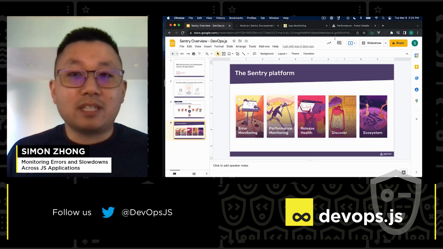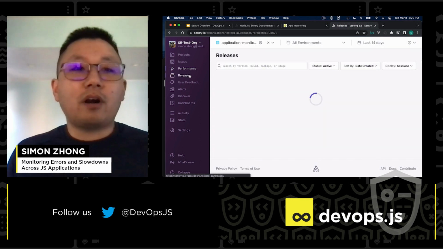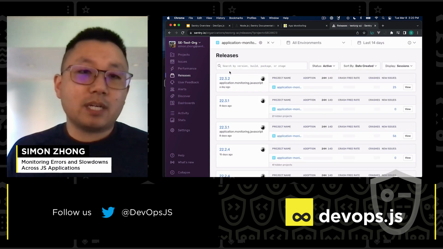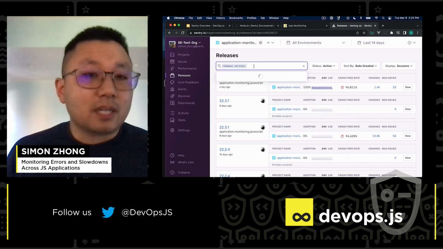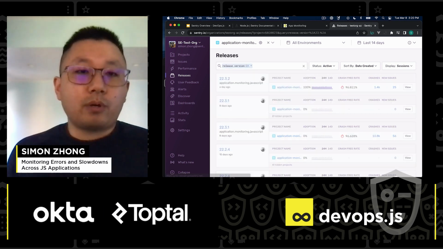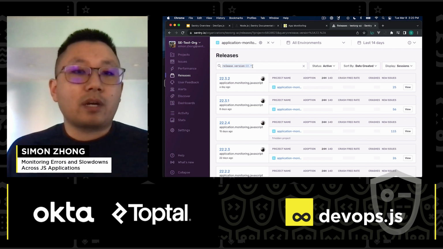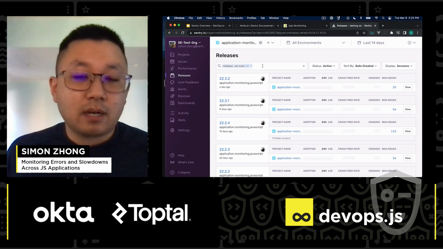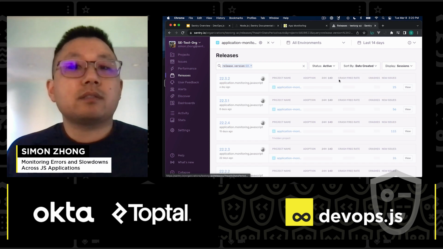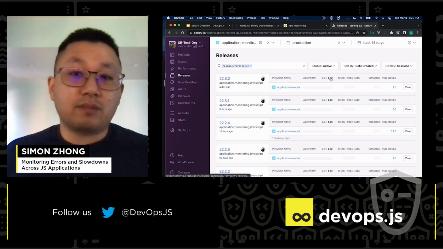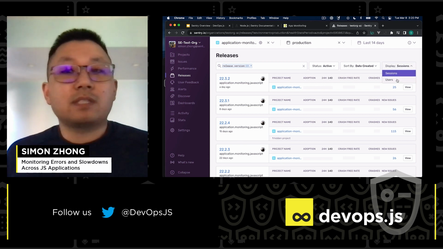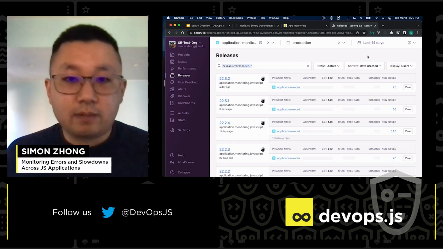Now let's take a look at release health. So we organize our details about our projects in releases. We can sort by specific properties as well. And we support semantic versioning. Here we've organized it by 22.x releases. And we can adjust to see details about like our production environment over the past 14 days in terms of sessions or users are available as well.